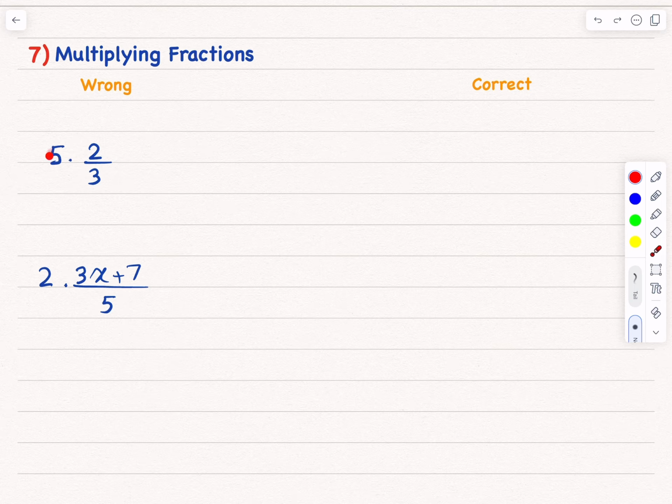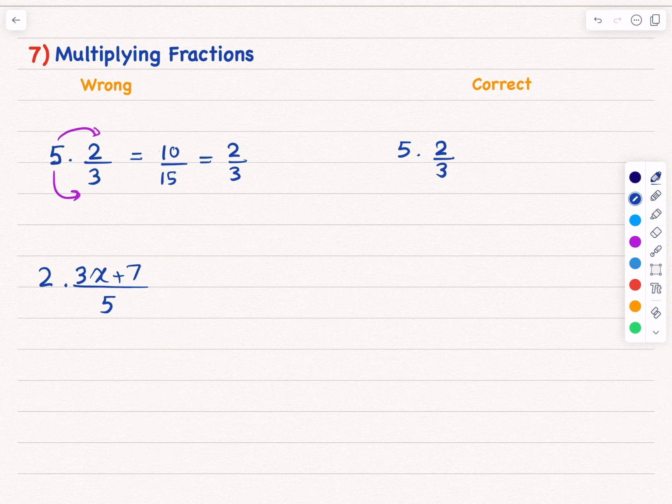Here we have 5 multiplied by this fraction. So a very common mistake would be when we multiply 5 by the numerator and denominator. So 5 multiplied by 2 would be 10, and 5 multiplied by 3 down would be 15, and 10 divided by 15 can be simplified to 2 over 3. As we see, it was 2 over 3, and now it's still 2 over 3 after we multiplied by 5, and this is illogical.